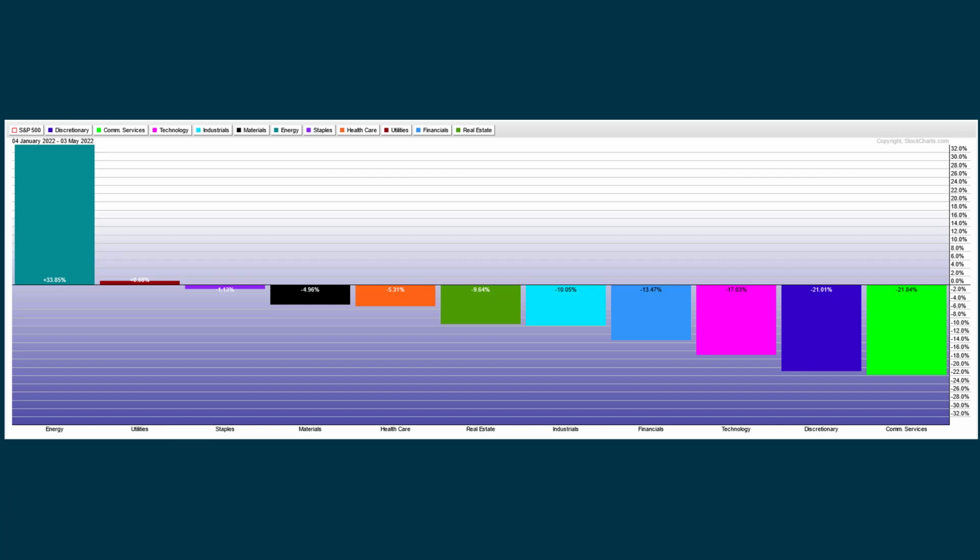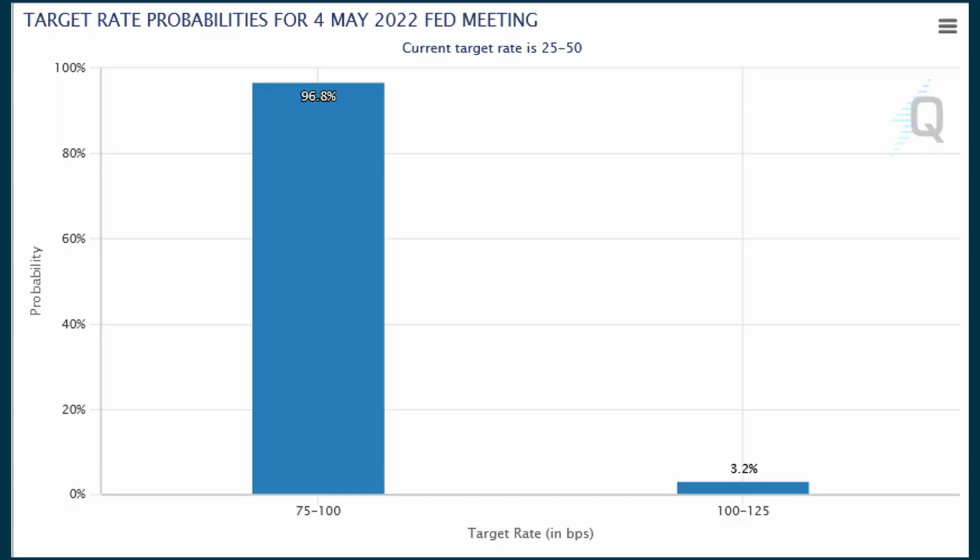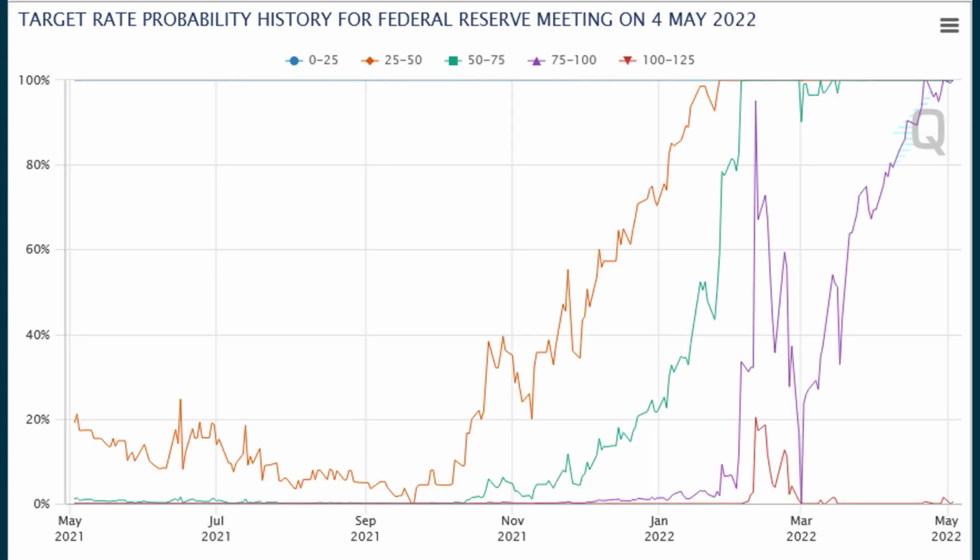I feel like a broken record when I go through this, but it does change a little bit from time to time. FedWatch, we are looking at a 96.8% probability that after the meeting at 2 p.m. on Wednesday, the Fed will come out and interest rates will be at 0.75% to 1%. And here's the historical chart leading up to that.